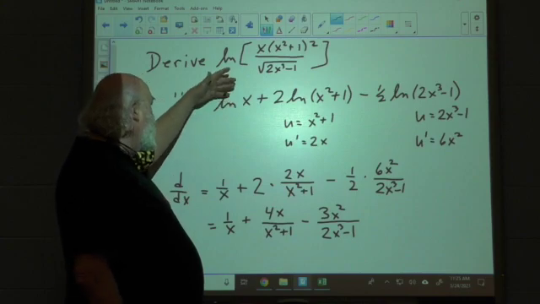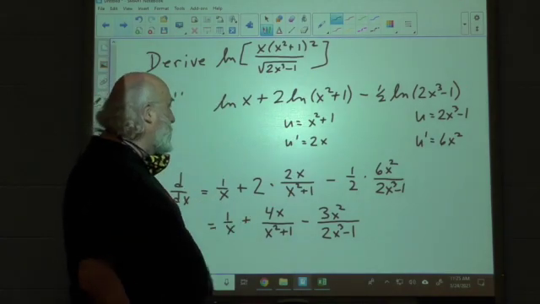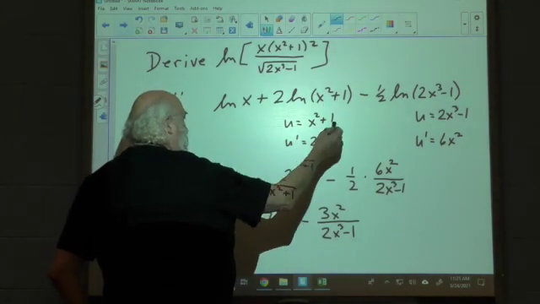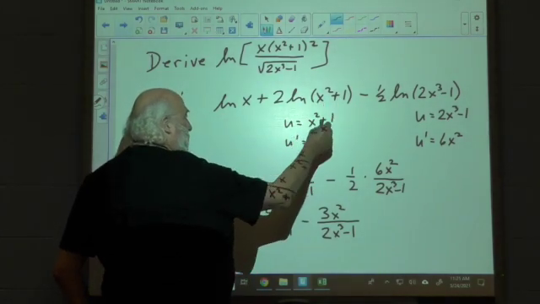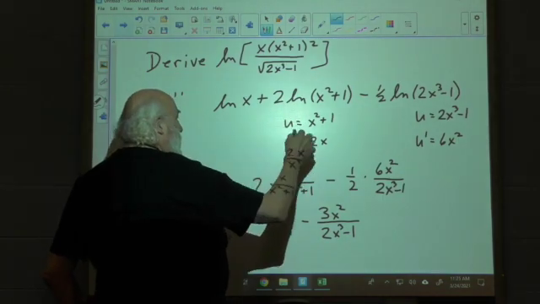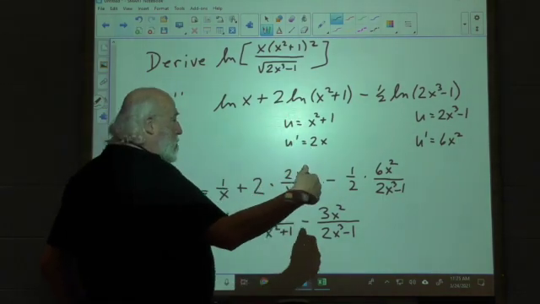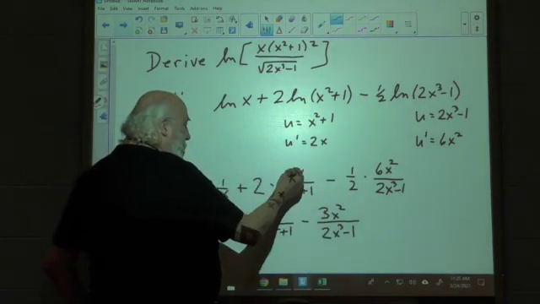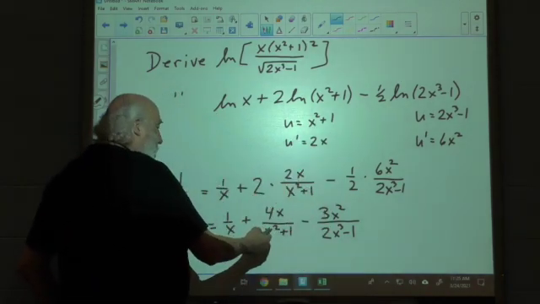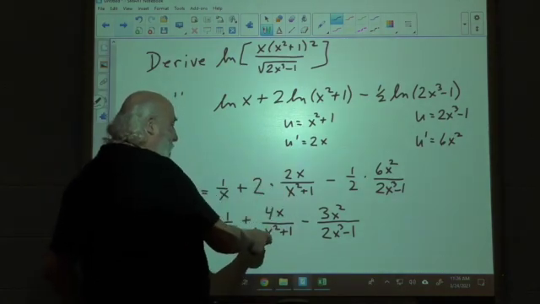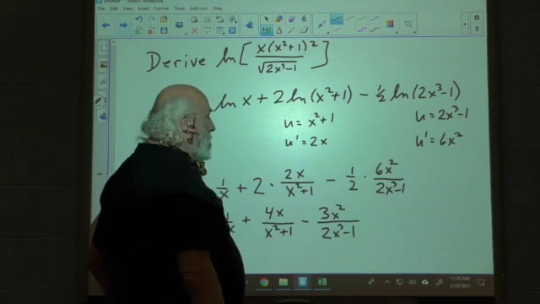This is easy. The natural log of x is 1 over x. We don't have to do anything with that. But for this, u is x squared plus 1, so the derivative of that is 2x. So we go through this with the 2 in front. Remember, u prime over u is 2x over x squared plus 1. The 2's cancel out. And, I'm sorry, the 2's don't cancel out. This is in the numerator. So this gives us 4x over x squared plus 1.